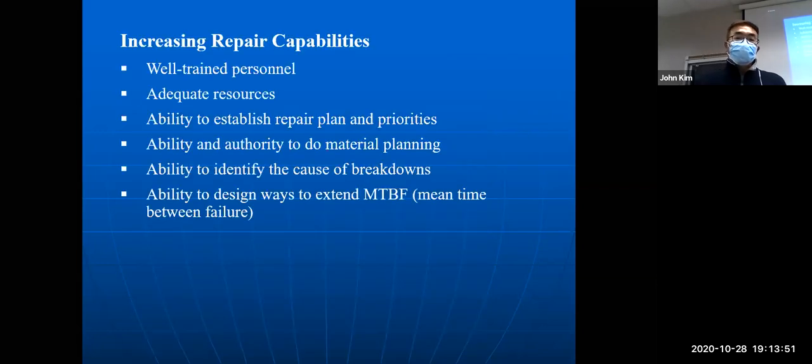And to increase repair capability: train personnel, and have adequate resources, like sensors and equipment for fixing. And the ability to establish a repair plan and priorities, using a predictive or preventive plan. And then authorization, give empowerment. And the ability to identify the cause of the breakdown. You know, the copy machine breakdown has many causes.